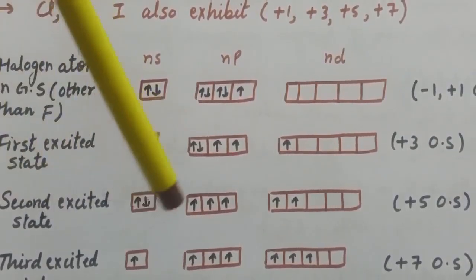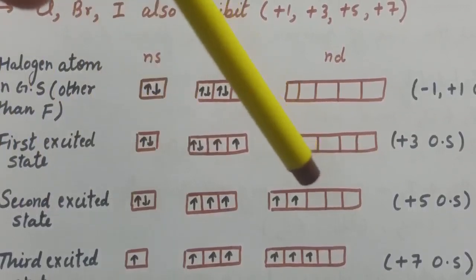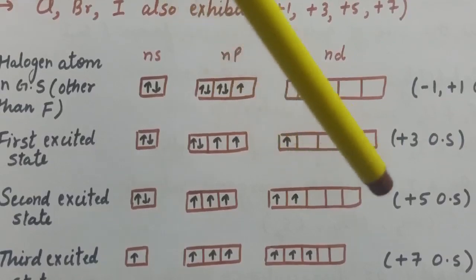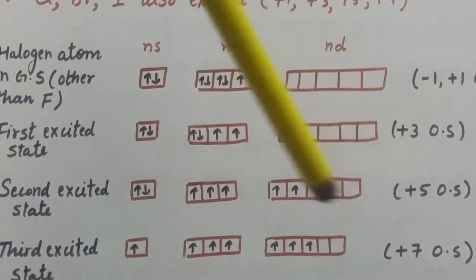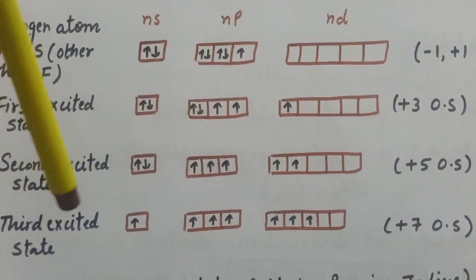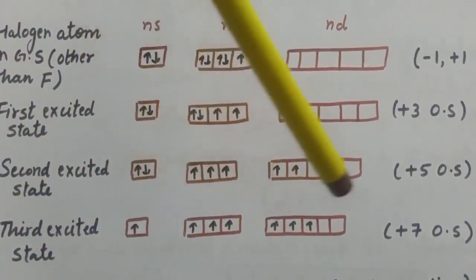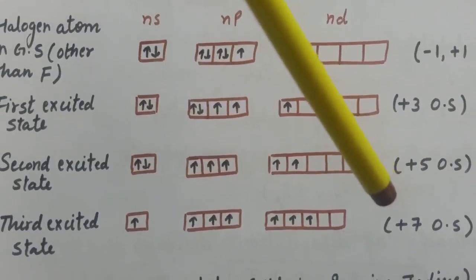In the second excited state, one more electron will go to the d orbital, and here we have 5 unpaired electrons. That accounts for the +5 oxidation state. And in the third excited state, we have 7 unpaired electrons, and they account for the +7 oxidation state.